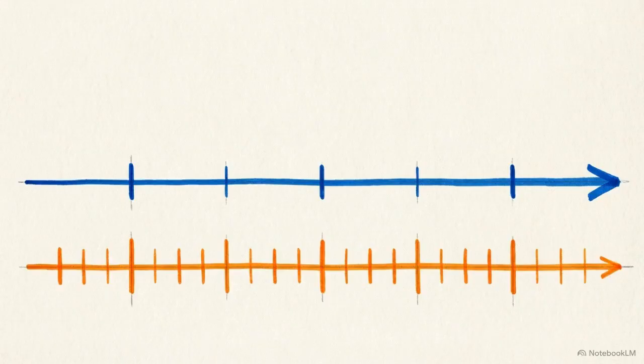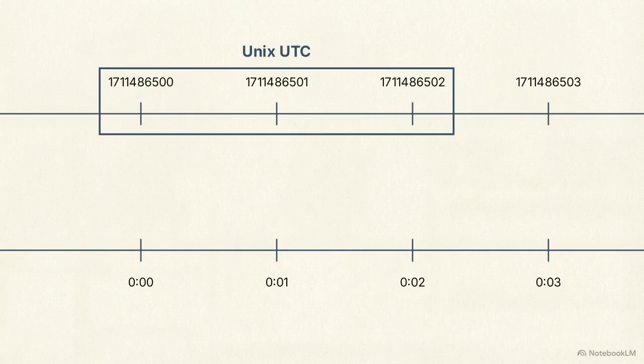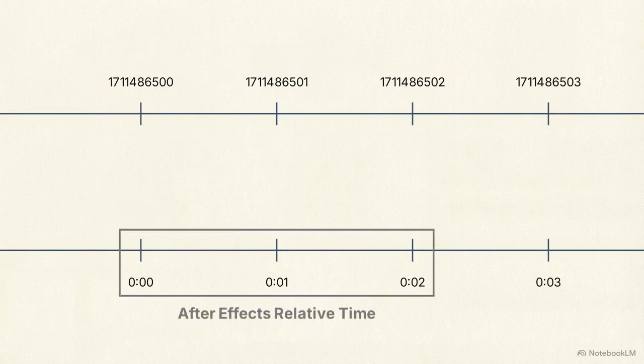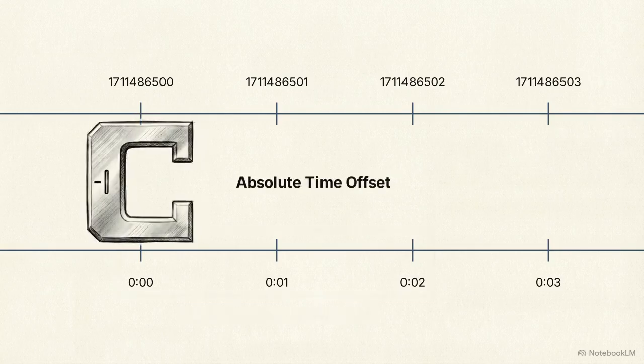Step 2 is aligning your newly parsed external telemetry data to the After Effects composition timeline. This dual-axis timeline illustrates the core format mismatch you have to solve. The top axis displays massive integer values representing Unix UTC, a standard timekeeping system that counts the seconds since 1970. The bottom axis displays a simple relative counter from 0 to 10 seconds, which is how After Effects measures time from the start of a composition.